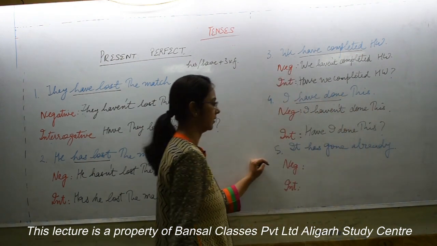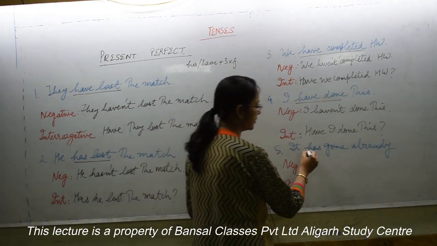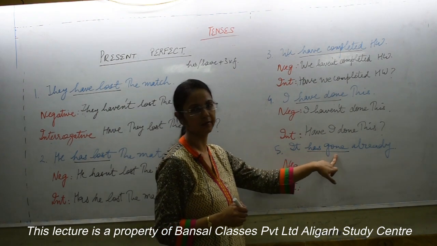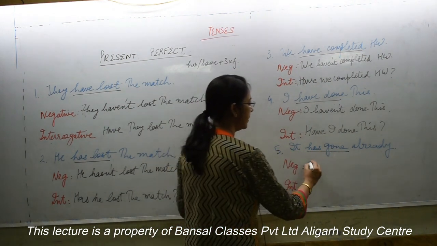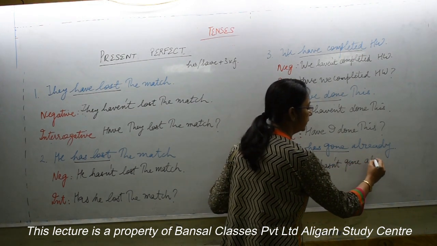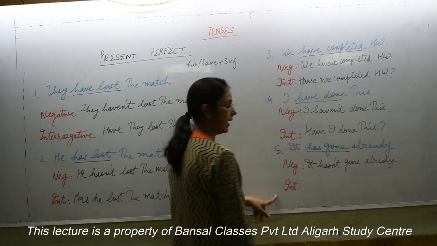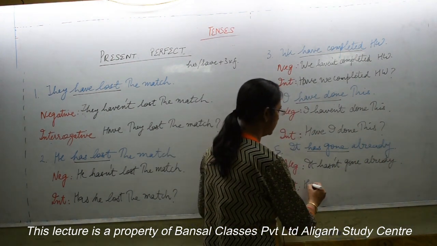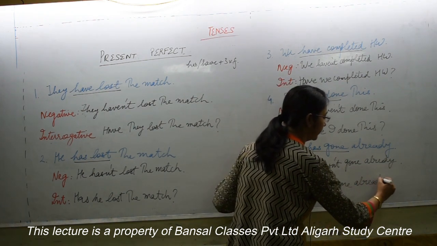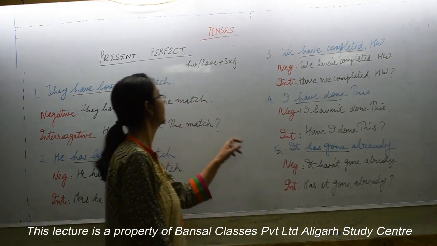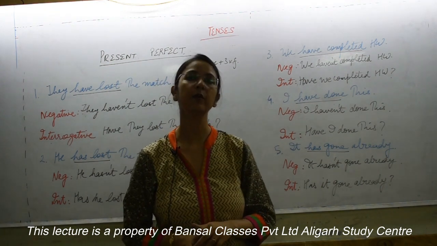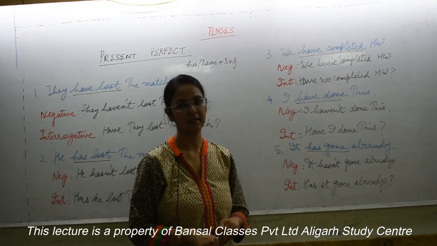And a question mark. It has gone already, so has and gone. It will come with has, and gone is the third form of go. Negative would be it hasn't gone already. And interrogative, has it gone already? So this winds up our present perfect tense. Now we'll move on to present perfect continuous tense.